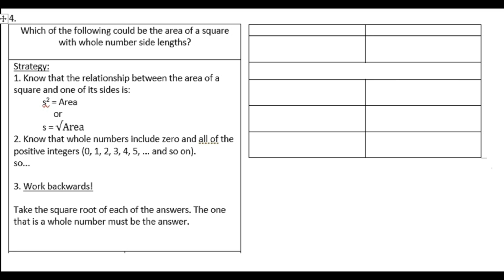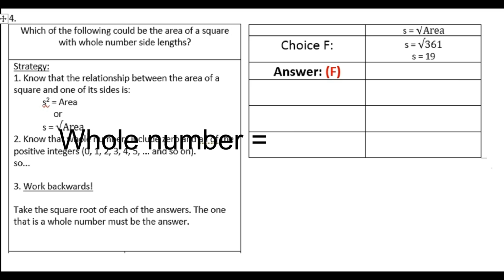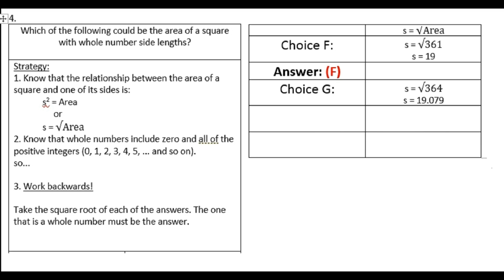We also know that whole numbers include 0 and all of the positive integers. All right, so 0, 1, 2, 3, 4, and so on. Our strategy is to work backwards. Take the square root of each answer. The only one that's a whole number has got to be the answer. So if we do the square root of 361, we get 19. Boom, we're done. On a test, once you come out with that answer and you know your strategy, I would say stop. Let's check the other three choices just to be sure.